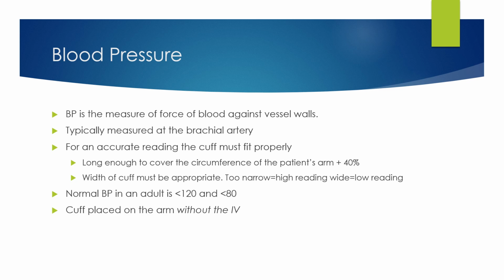A normal blood pressure in an adult is anything less than 120 for our systolic and less than 80 for our diastolic. Though those numbers and ranges are changing as research goes on. People are living longer, obesity rates are changing, so those numbers are under a microscope right now. They're trying to reevaluate those. And then always need to make sure, whenever possible, that the cuff is placed on the arm without the IV catheter.